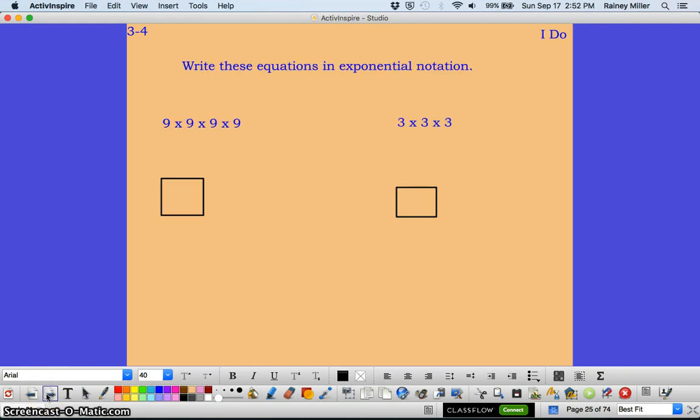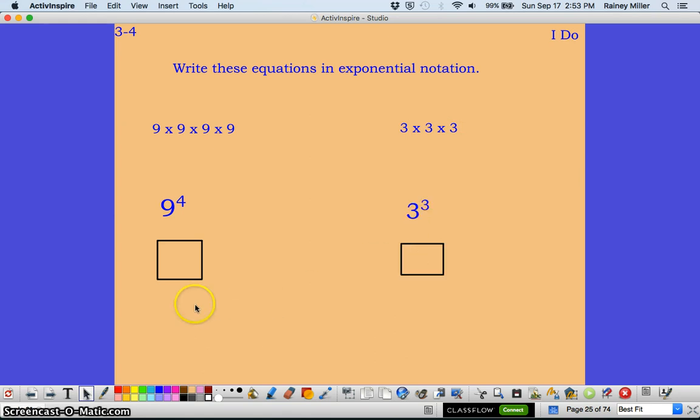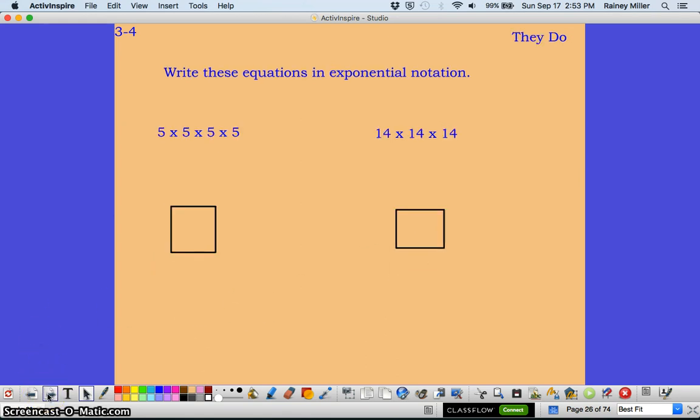Okay, on to the next page. If I were to write these equations as exponents, I go, okay, here's 1, 2, 3, 4. I have 4 9s, so this would be 9 to the 4th power. This one I have 1, 2, 3. I have 3 3s, so this would be 3 to the 3rd power. Now what I want you to do is stop the video and try these two problems really quick.